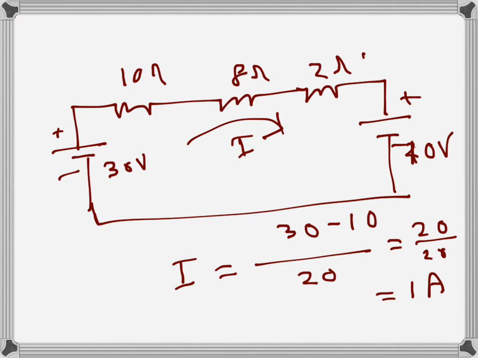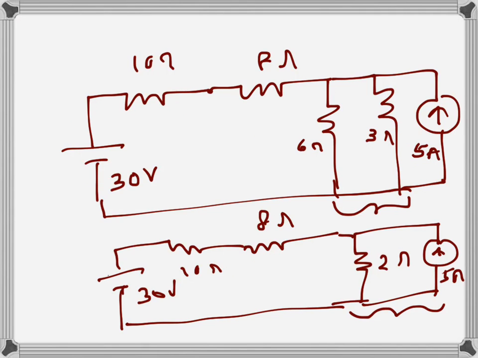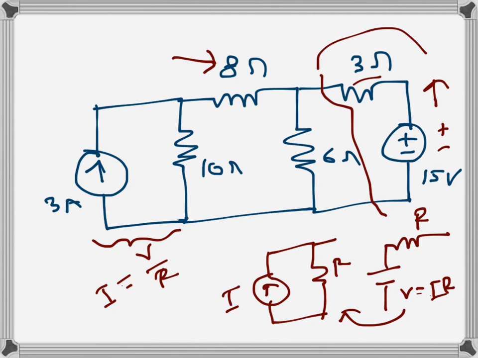That will be the current through the 8 ohms resistance, and the power will, of course, be I squared R. So 1 times 8, that will be 8 watts. So that will be the power. This is a typical circuit that is ideal to solve using the source conversion method.